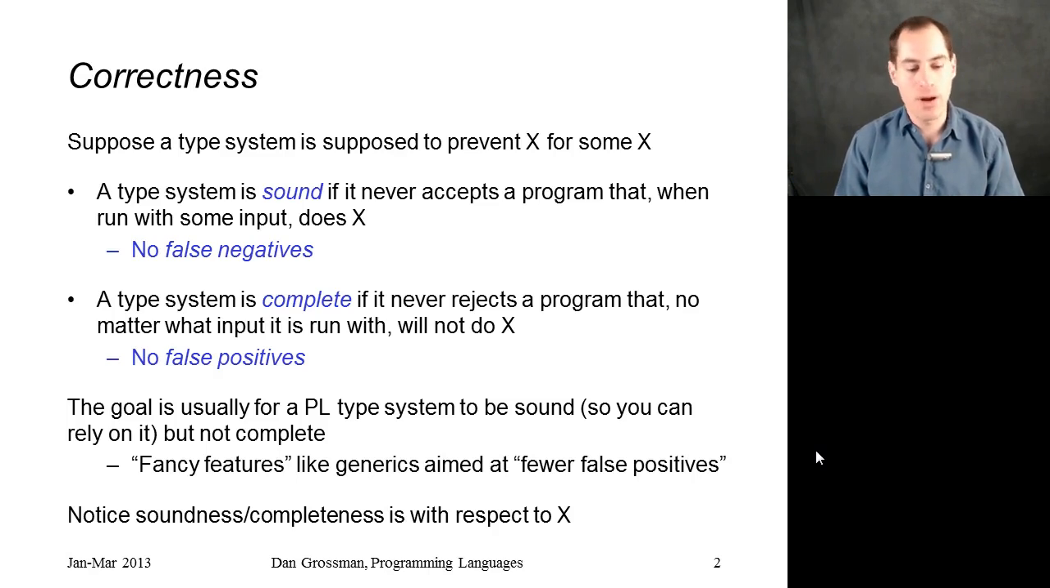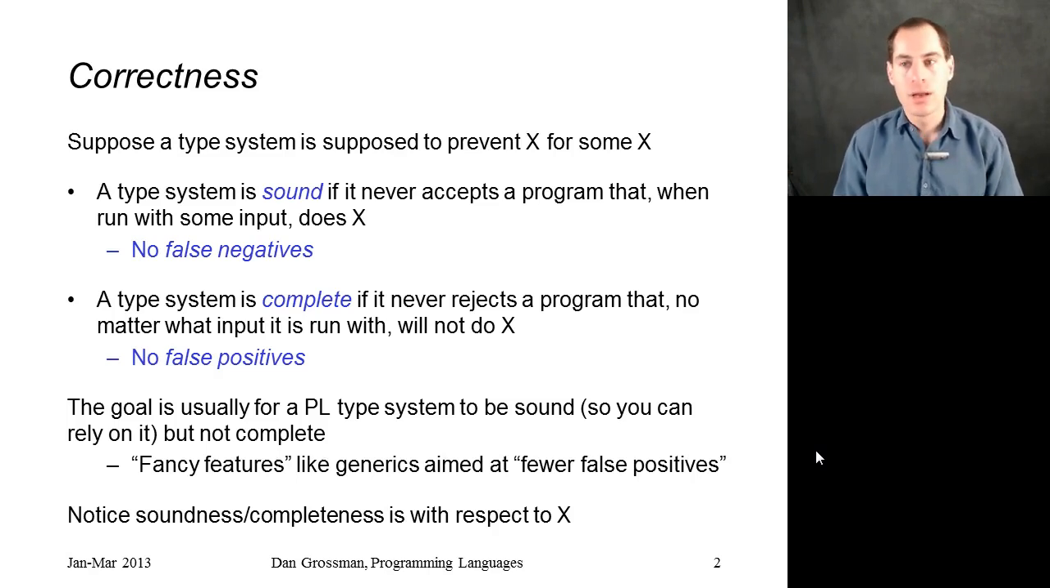The term false negatives comes from medicine and statistics. And the idea is that the type checker is a test, like a medical test. The program is the patient. The type checker is the test. And we are testing for, could it do x? And if we come back and say, no, it cannot do x, it's negative for x, but it actually could, that's a false negative. And a sound type system, by definition, is one that has no false negatives.